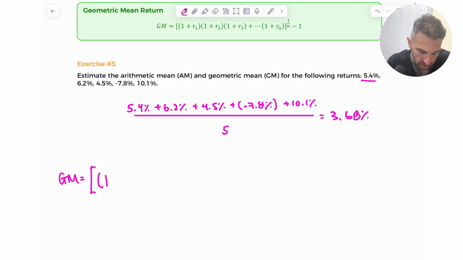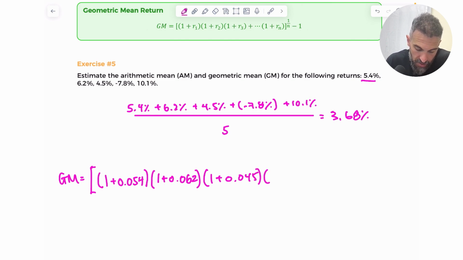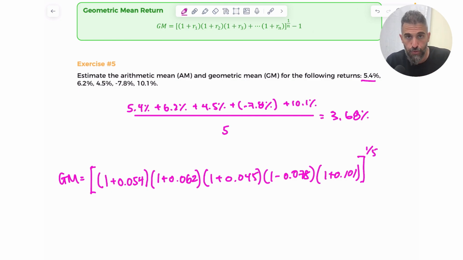So 1 plus your first return of 0.054 times 1 plus 0.062. We're doing this for all of them. 1 plus 0.045. 1 minus, because it's negative, 0.078. And then 1 plus 0.101. Close it, and then to the power 1 over 5, because you have 5 returns that you're averaging, minus 1.